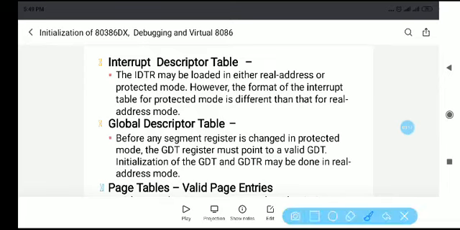The next point is the global descriptor table. Before any segment register, that is code segment, data segment, stack segment or extra segment, is changed in protected mode, the GDT register, that is GDTR, must point to a valid GDT. Remember that initialization of the GDT and GDTR may be done in real mode.